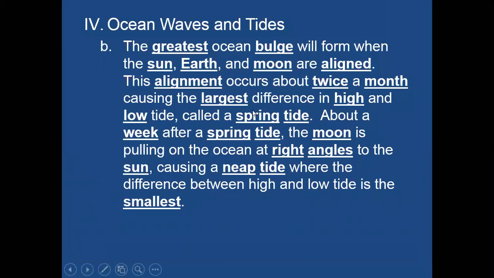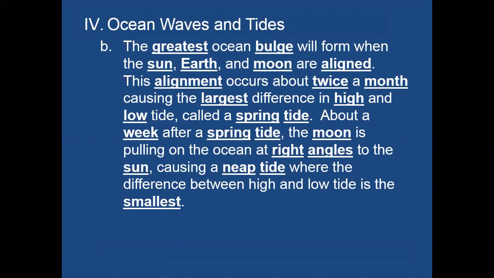So that is called a spring tide. So our sun, earth, and moon are all aligned. Because they're aligned, that bulge turns into a very long oval. And what that does is it makes the high tide high, the low tide low, and we get what we call spring tide.